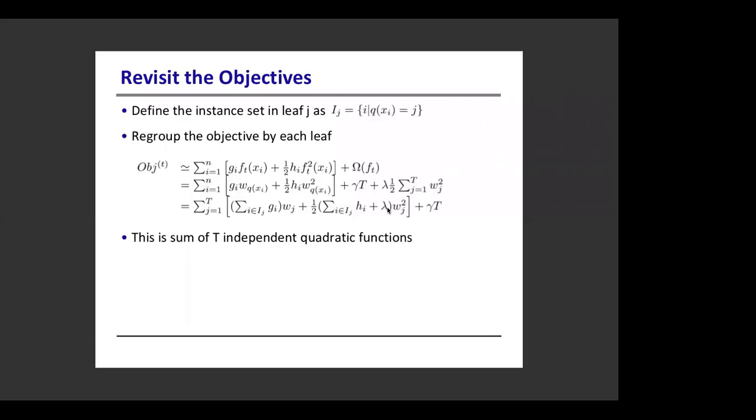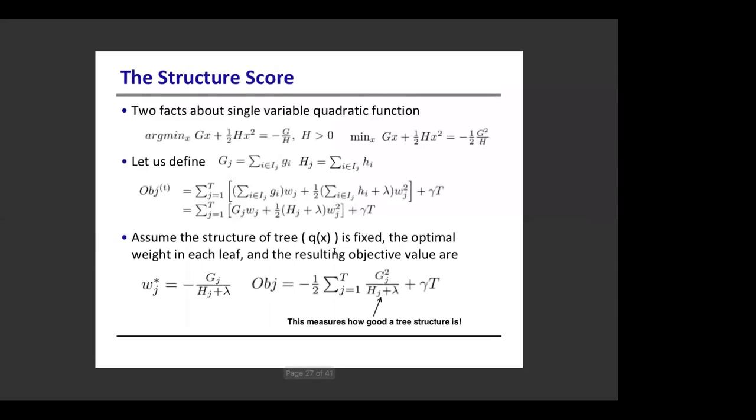T is the total number of leaves in the new tree. And the weights are the weights in the new tree, and so on. So this is what is happening. And also the instances are fed to the new tree, from 1 to n, all of these.